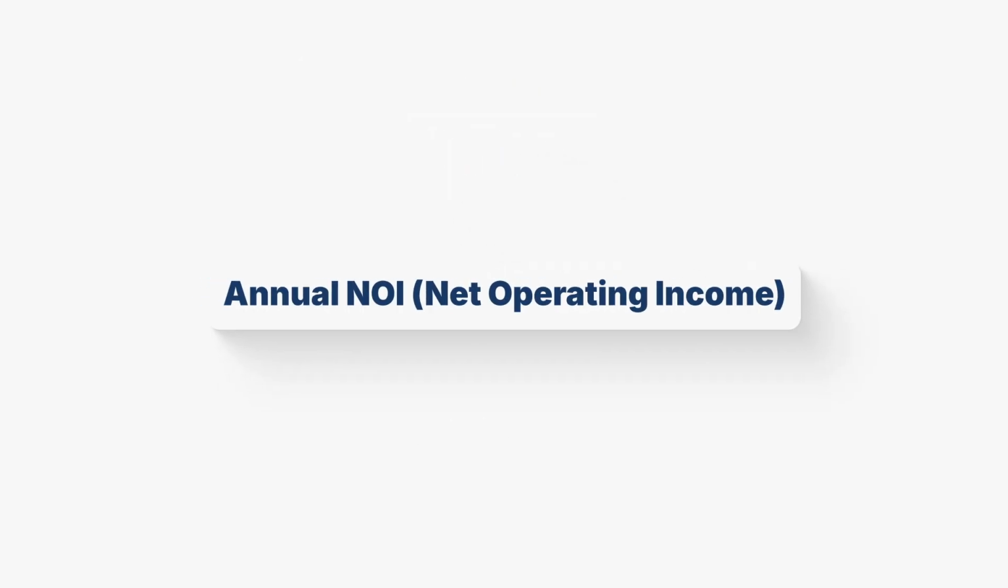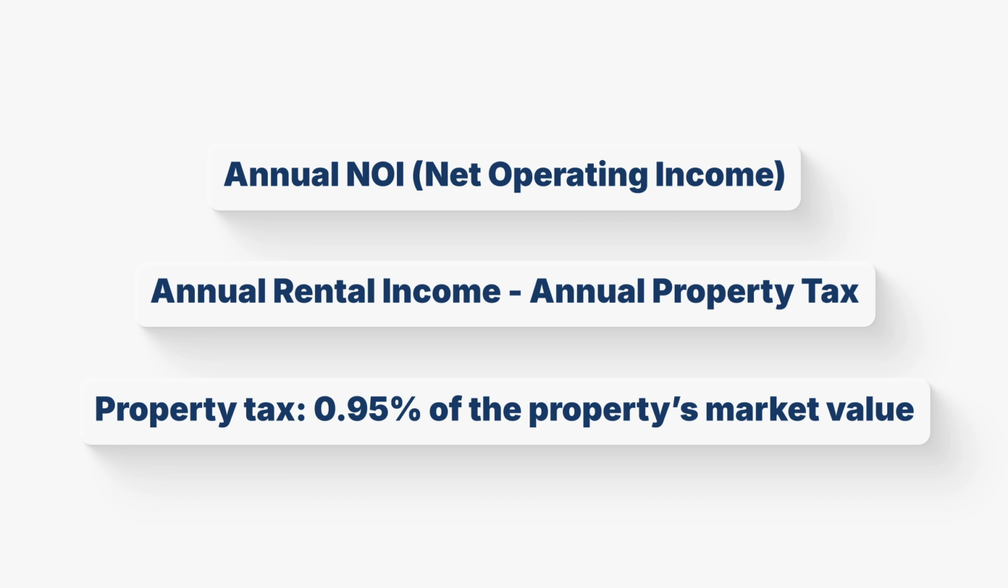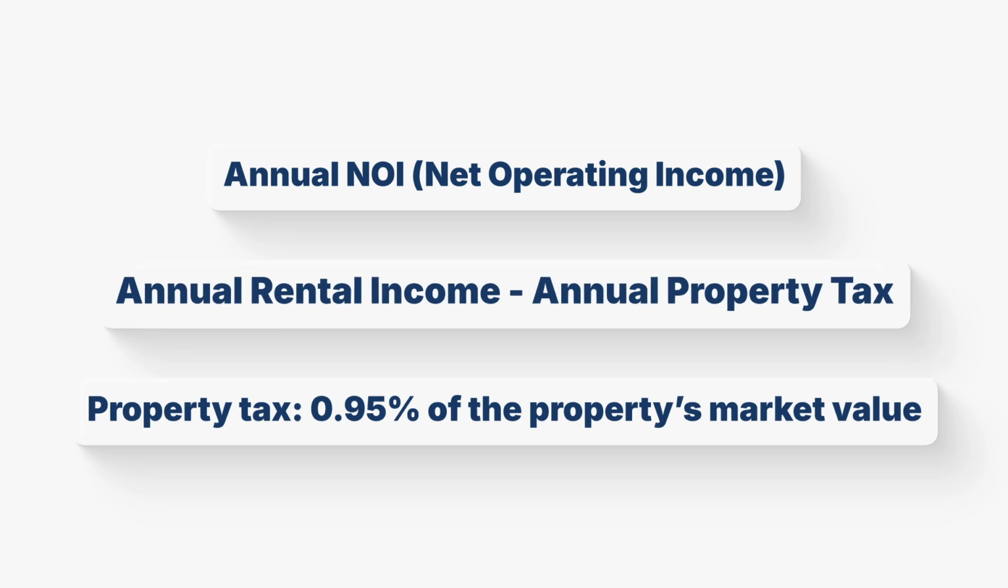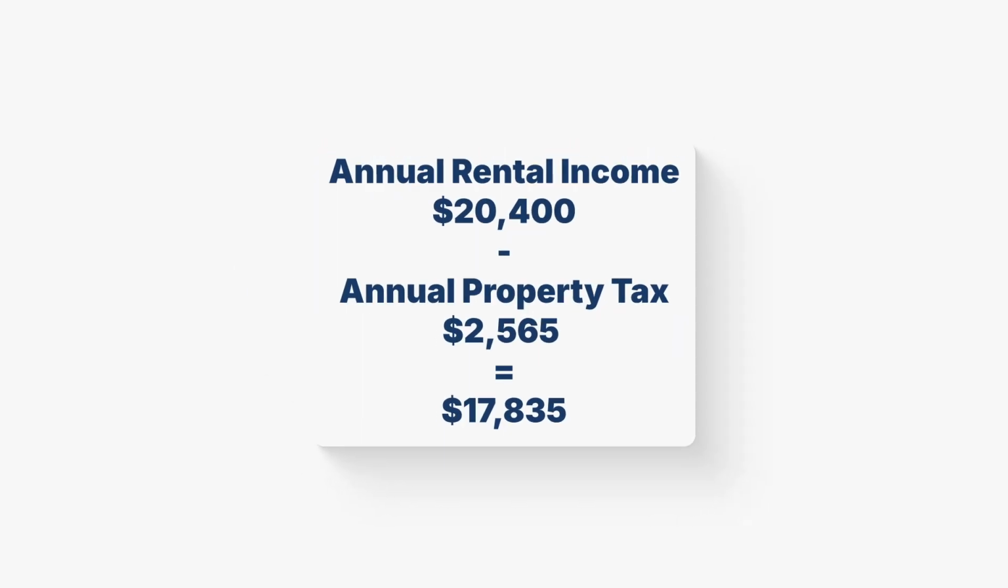To do this, we subtract the annual property tax from the annual rental income. The property tax is 0.95% of the property's market value, which is $270,000. So, we first calculate the tax. $270,000 times 0.95% equals $2,565. Now, we subtract that from the annual rental income.